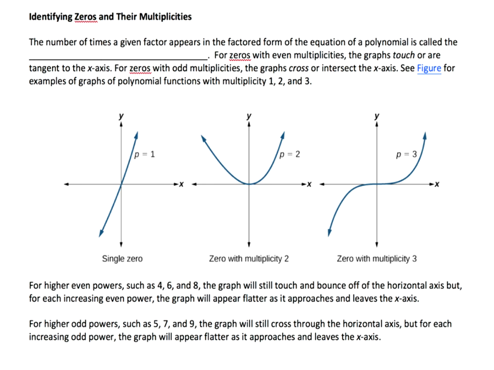Okay, so zeros and their multiplicity. Here's a new word, multiplicity. The number of times a given factor appears in the factored form of the equation of the polynomial is called the multiplicity.